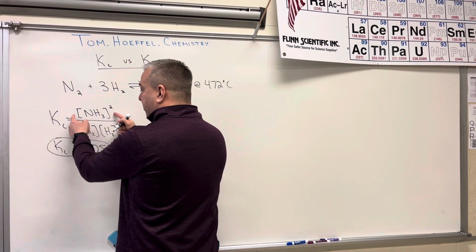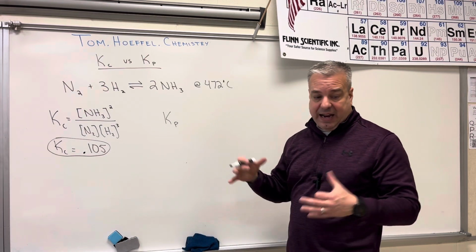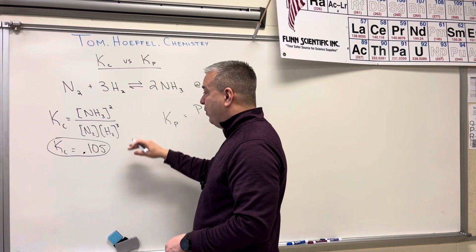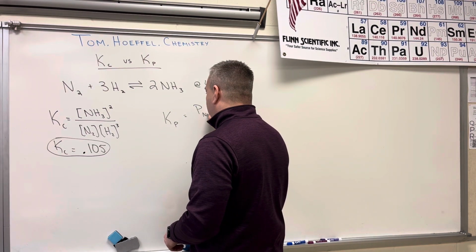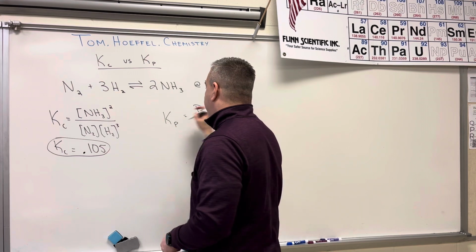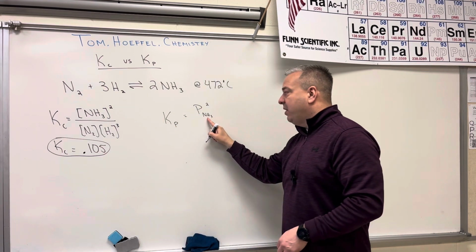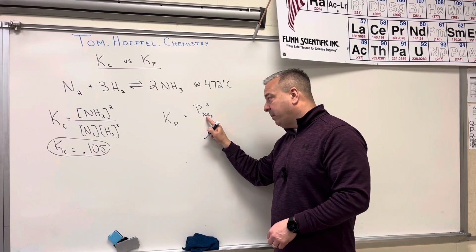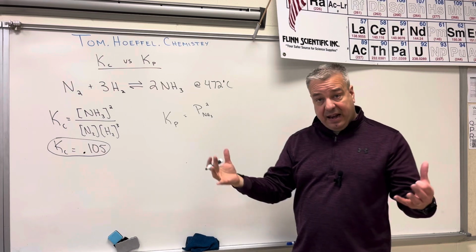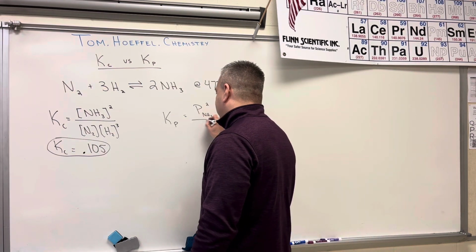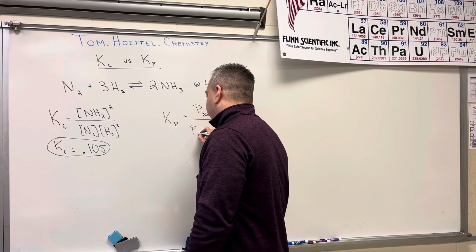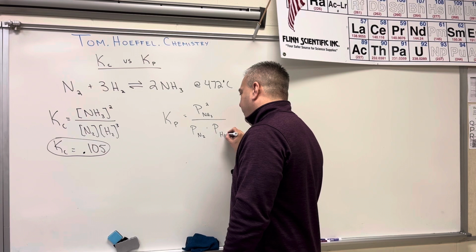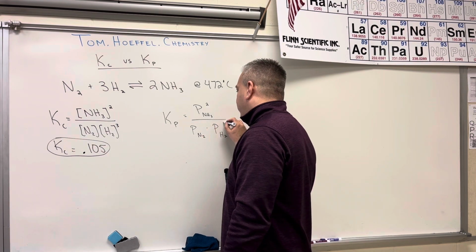So instead of brackets, we're going to use capital P to represent pressure. So it's still going to be the products over the reactants, but it's going to be the pressure of just the NH3 to the second power. And we call this partial pressure when we do P sub NH3. What that means is the partial pressure of NH3. No brackets. And then this is going to be the partial pressure of N2 to the first power times the partial pressure of the H2 to the third power.